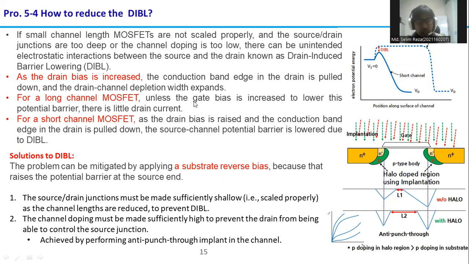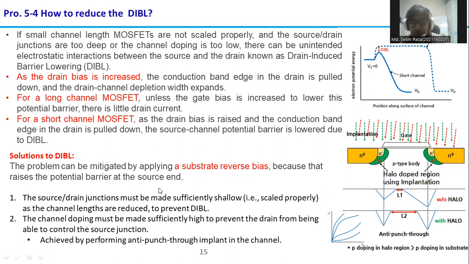For the long channel, unless the gate bias is increased, the potential barrier is not lowered, so there is little drain current. So it is not affected. But for a short channel MOSFET, as the drain bias is increased, the conduction band of the drain is pulled down and the source channel potential barrier is lowered due to drain induced barrier lowering. That means if we increase the drain bias, it will pull down and increase like this one and this type. So we need to prevent it.